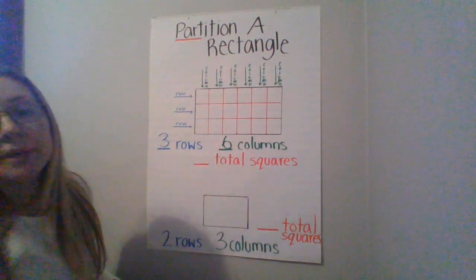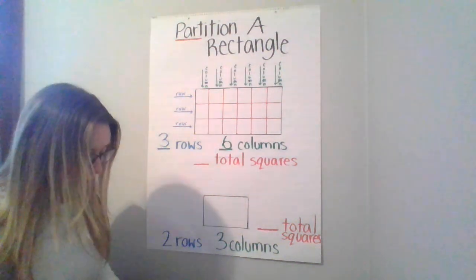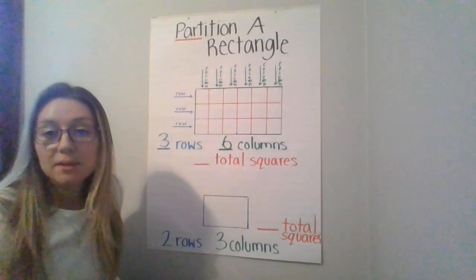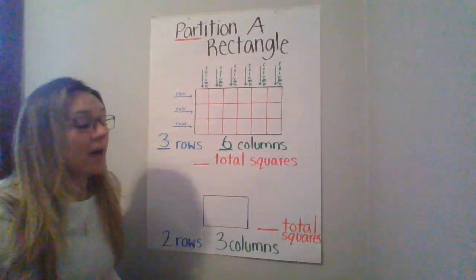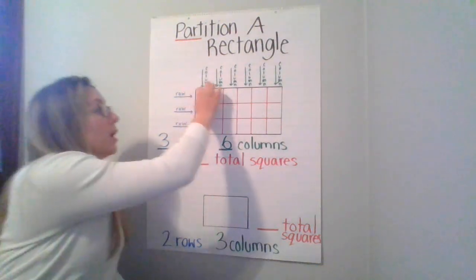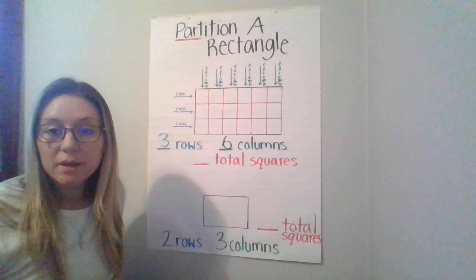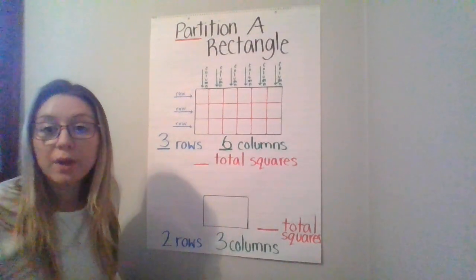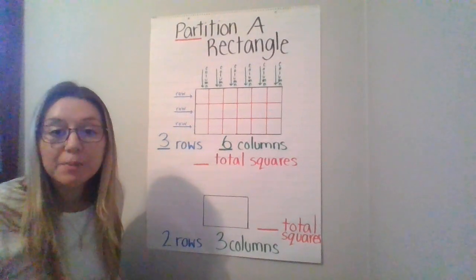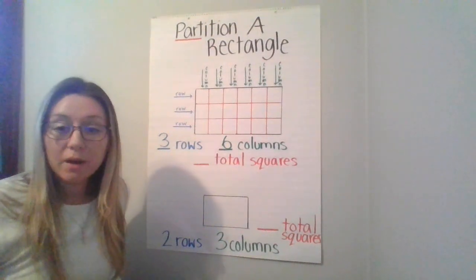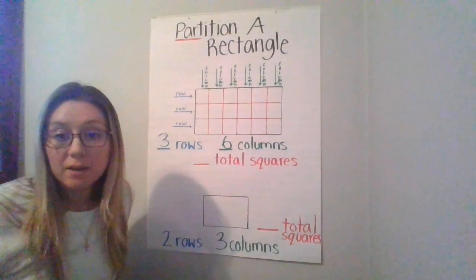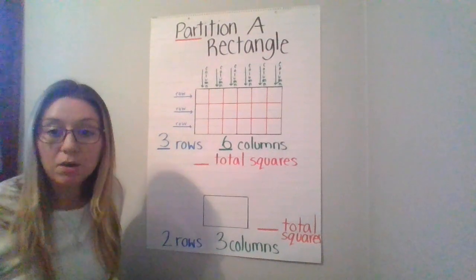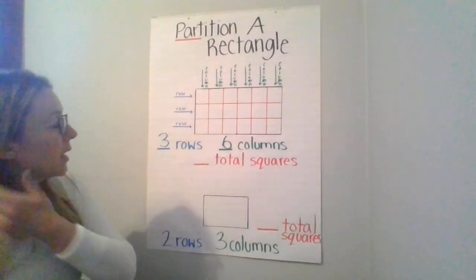Now they want to know how many total squares. What's important about this is that if you notice, all my squares are the same size. For this to be accurate, all of your parts have to be the same size square. Imagine this being a chocolate bar that you have to share with your class. And everybody has to get the same size part or piece or it won't be fair. Same thing when we're partitioning a rectangle, everything has to be the same size. All the squares have to be the same size.